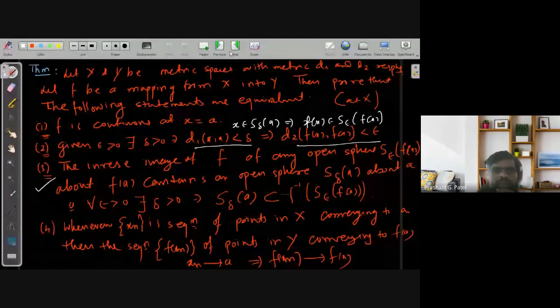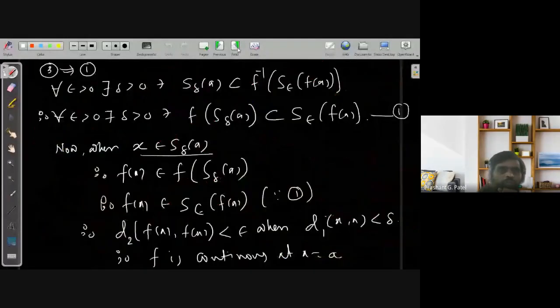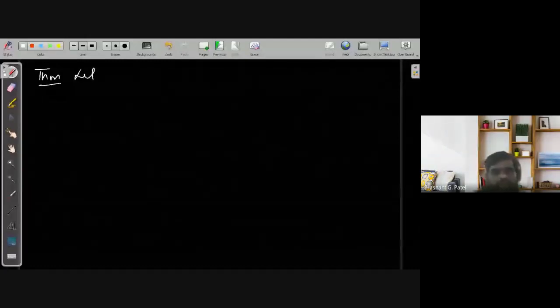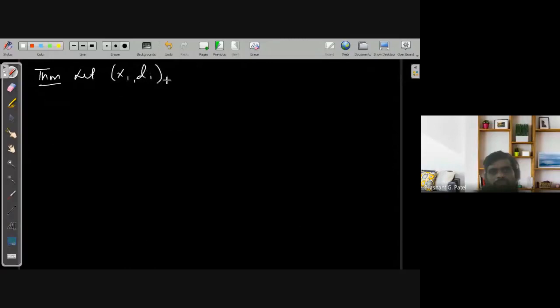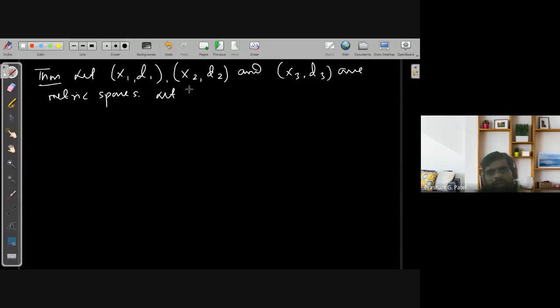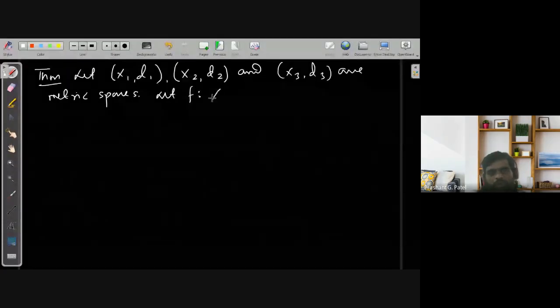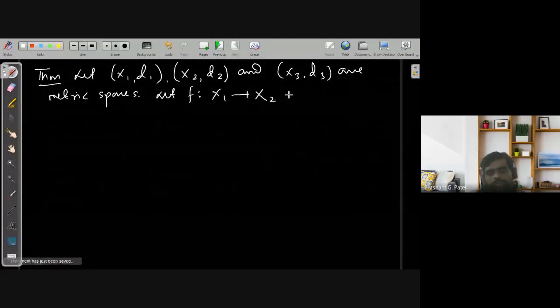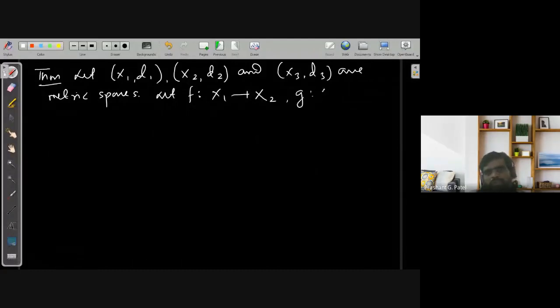So let us discuss the next result, which is also based on the continuous function. And it says that the composition of two continuous functions is continuous. So let (X1, d1), (X2, d2), and (X3, d3) be metric spaces. Let f be a function from X1 to X2, g be a function from X2 to X3.